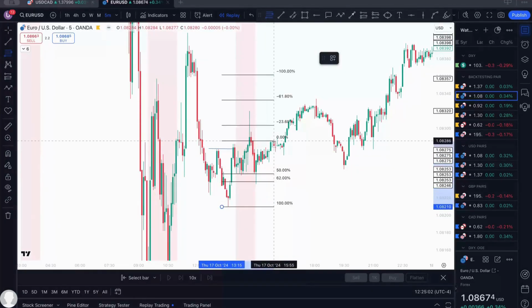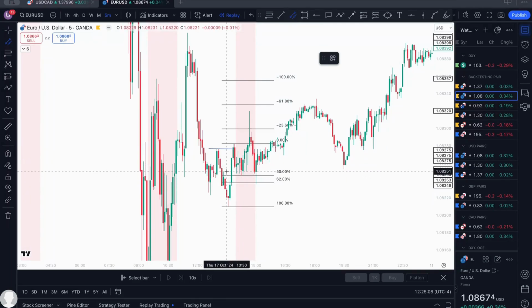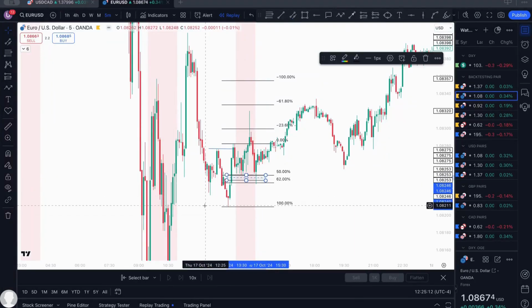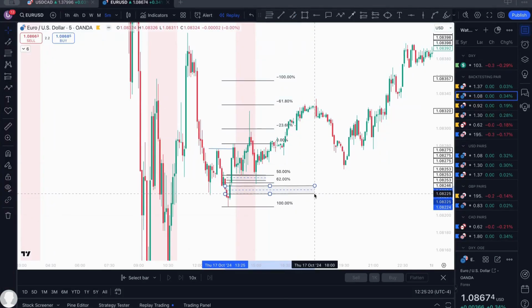From the low to the high, what do I have here? I have a fair value gap. Can you see it around here? I have an amazing fair value gap still remaining here. I have a fair value gap, and I also have a fair value gap here. I'm sorry, my line is not straight.